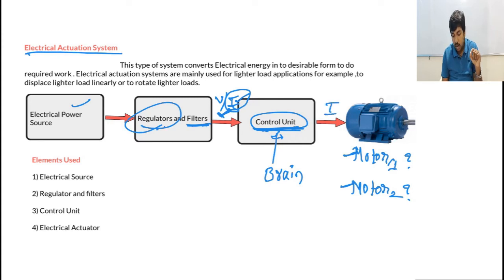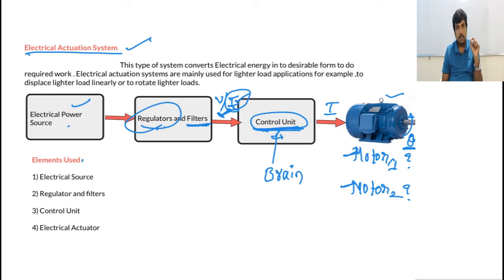Clear? And this current will enter into the coils of the motor, and the shaft of the motor will rotate. Clear? This is how electrical power can finally be converted into angular rotation. So if the electrical power is converted into angular rotation or linear displacement, then that is called the electrical actuation system. Clear? Now let me conclude this topic.